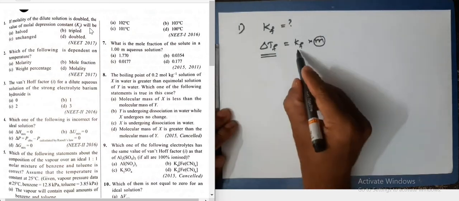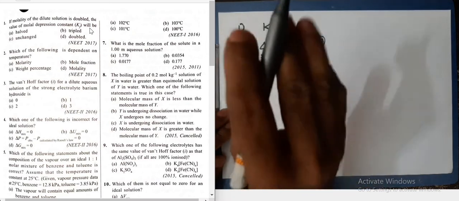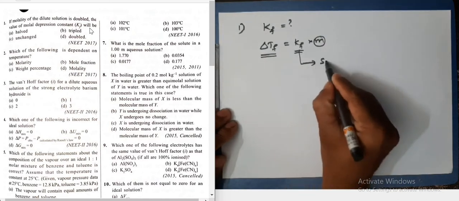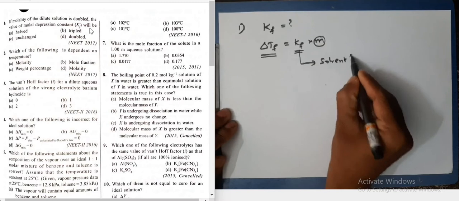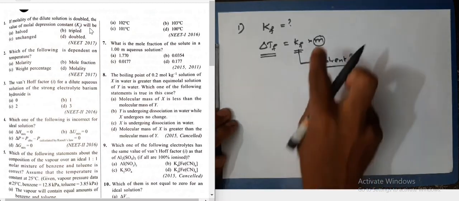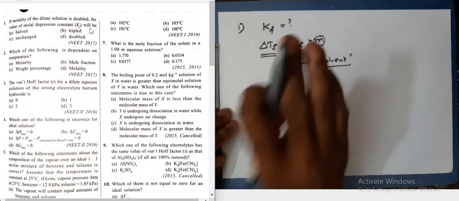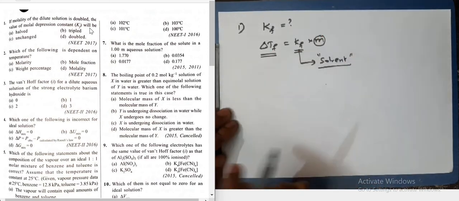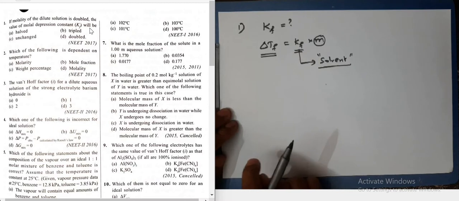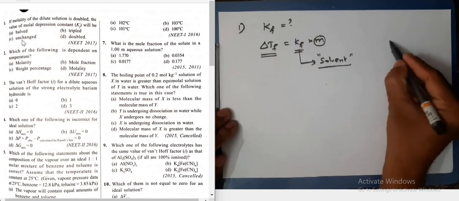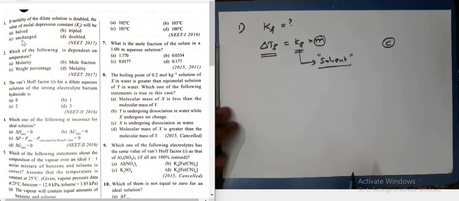But the Kf value depends on your solvent. This purely depends on the solvent. So varying the molality of the solution does not affect the value of Kf. So the Kf value is unchanged. Therefore the correct option for this question is C. Students, observe this carefully. As long as the solvent is the same, the Kf value does not change.